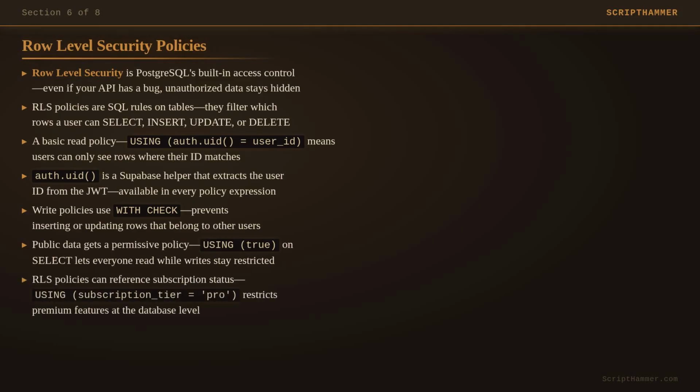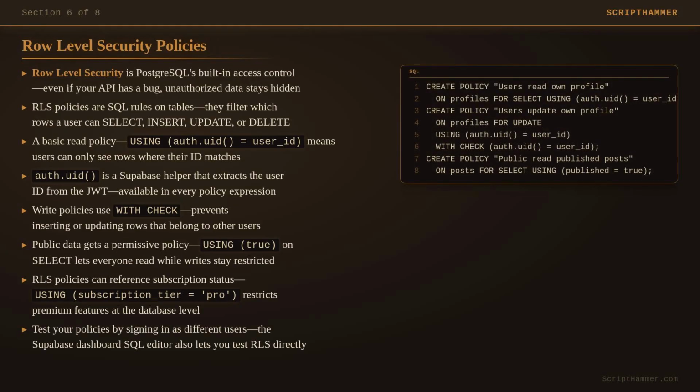RLS policies can reference subscription status. Using subscription_tier = 'pro' restricts premium features at the database level. Test your policies by signing in as different users. The Supabase Dashboard SQL Editor also lets you test RLS directly.